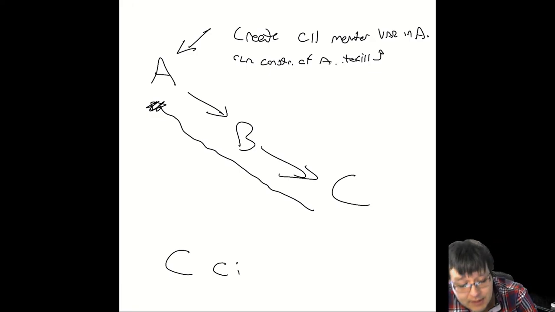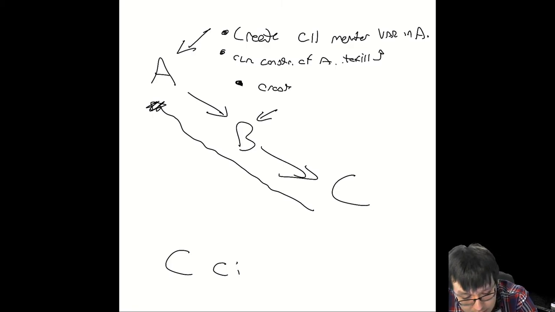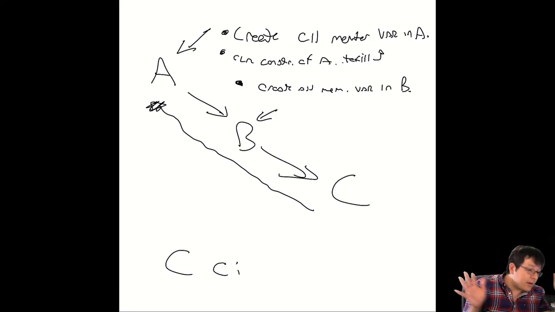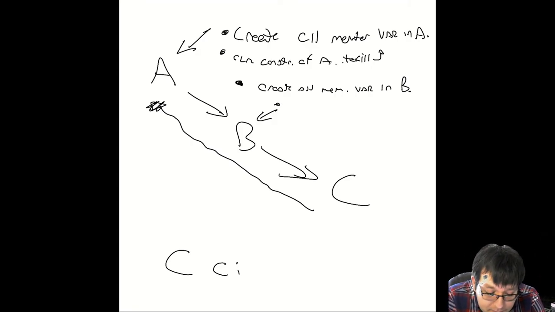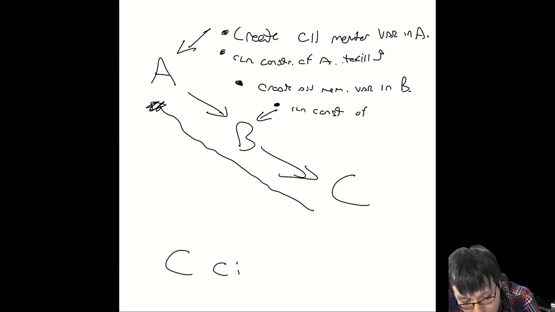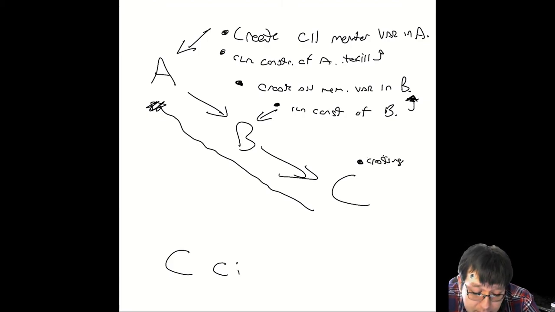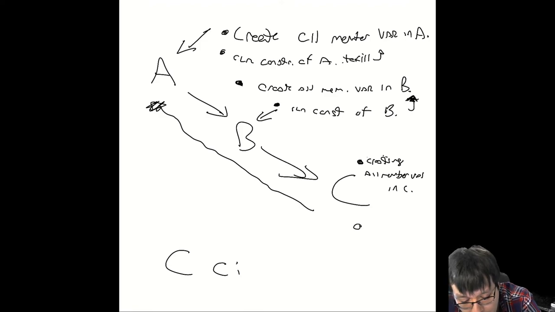So this runs. After that runs, then we are going to look at B. This already ran. But now the third thing that's going to run here is we're going to create all member variables in B. If they have their own constructors or their own inheritance, that has to be dealt with at this point. If none of that is there, then we can go ahead and run the constructor of B, which will initialize all of these variables, hopefully. After all of that is done, we can finally look at creating, slash allocating potentially, all the member variables in C. And then we're going to run the constructor of C to initialize these variables, hopefully.